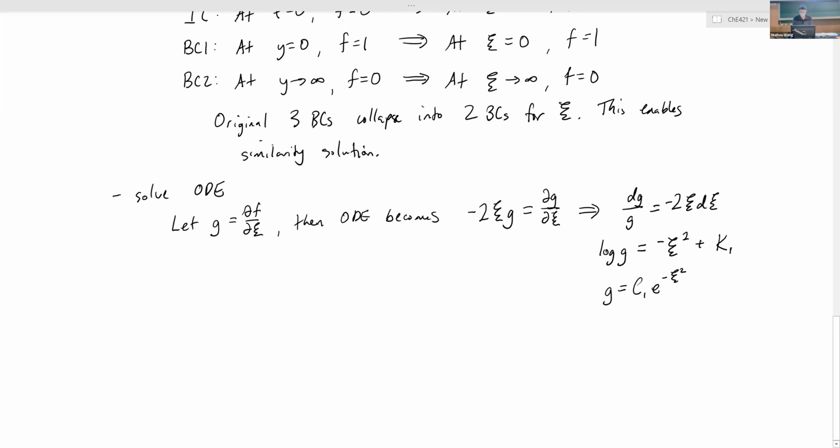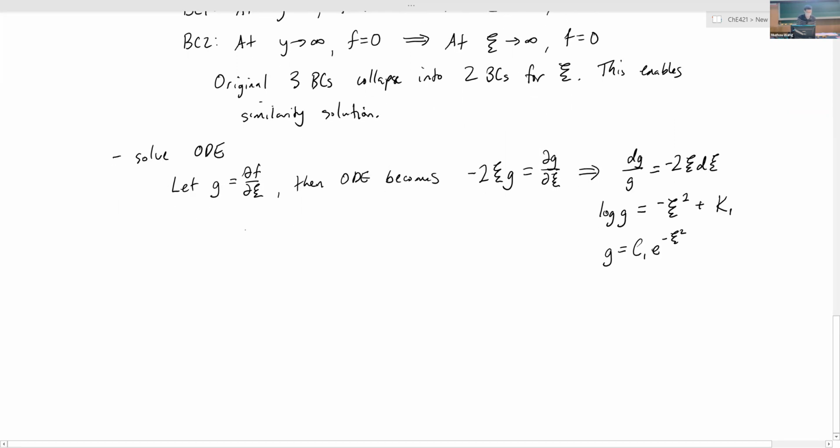Cool, but again, we're not done because this tells us what df/dc is. And so we just need to go one step further. We get that df/dc is equal to c1 times e to the minus c squared. And so then we take an integral. The problem is that we actually can't take this integral. There's no closed form of this integral. But I'll just express things like this.